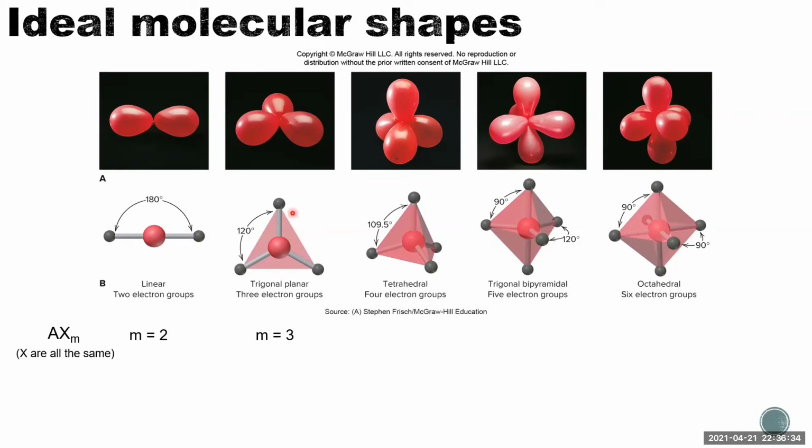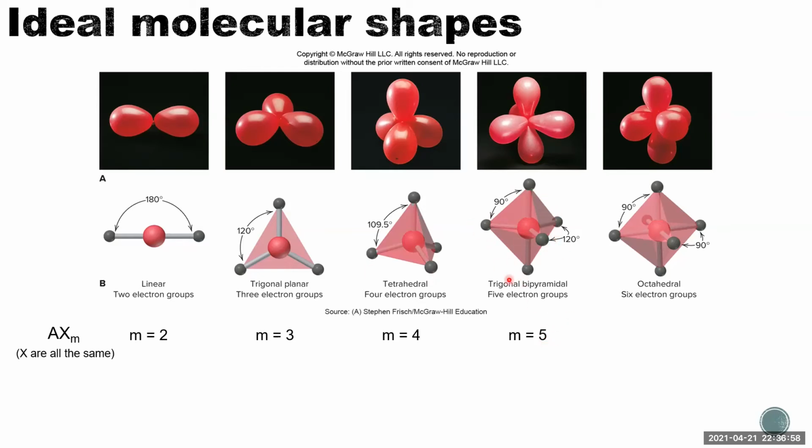All of the ideal molecular shapes here are of high symmetry. So if not specifically mentioned, all the bond angles are the same. When m equals 4, we have the tetrahedral shape. The bond angle is 109.5 degrees. When m equals 5, now we have the trigonal bipyramidal shape.